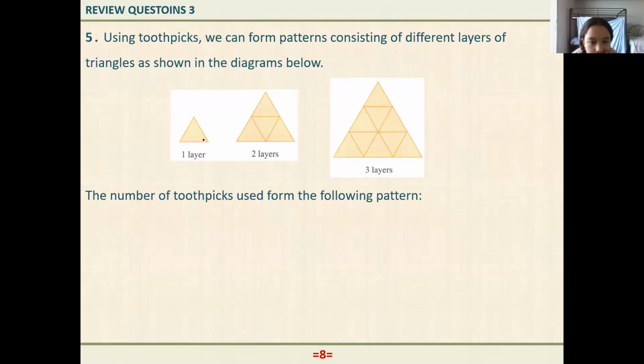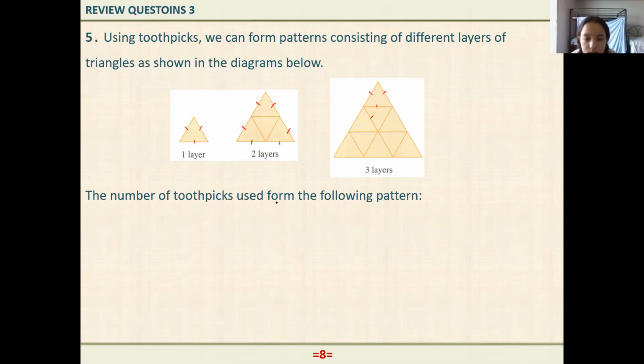Okay, here to make the first layer, we use three toothpicks, right? 1, 2, 3. And now to make this one, we add 6 more. 1, 2, 3, 4, 5, 6 new toothpicks, right? To make this one, again, here we have 1, 2, 3, 4, 5. We can count this.